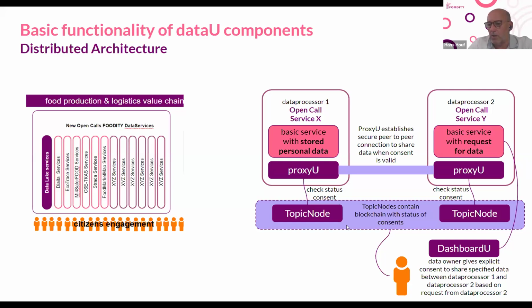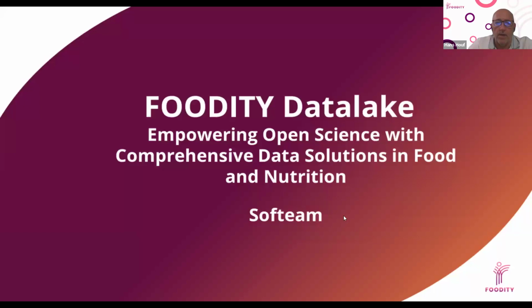This consent is stored in the topic node. Once the data has to be shared, via proxy U, which is an instance in the data processor that you have to build in, they check that the consent is valid, and then data is shared from data processor 1 to data processor 2. The owner of the data can check the process via the dashboard view. That gives an overview of what we expect you to build into your application, and of where we are.